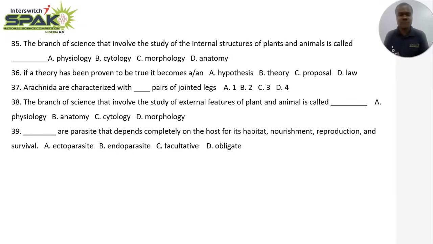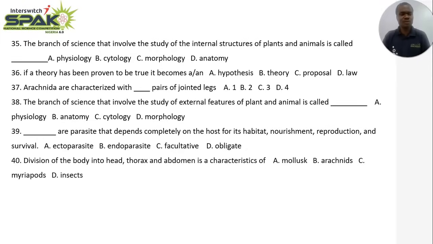Dash are parasites that depend completely on the host for its habitat, nourishment, reproduction, and survival. Ectoparasites live outside the body of the host. Endoparasites live inside the body of the host. Facultative parasites can continue with their life without exploring a suitable host. They can live outside the host. So if the host dies, they can continue their life somewhere else. But for obligate parasites, they cannot but depend on suitable hosts for their survival. So the answer is obligate parasite.